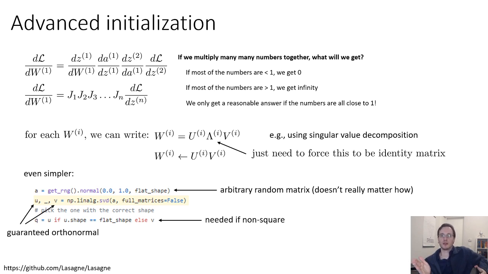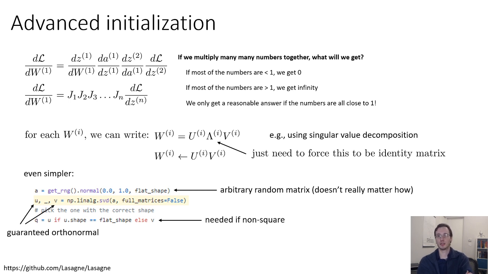Because if you want a matrix that's not square, then u and v will actually have different dimensionalities, and depending on whether the input or the output dimension is bigger, that'll change whether u or v has the right dimensionality. So you just pick whichever one has the right dimensionality. They're both orthonormal, so they're both good to use. So this is one way to get an orthogonal initialization, and this would keep the Jacobians well behaved.